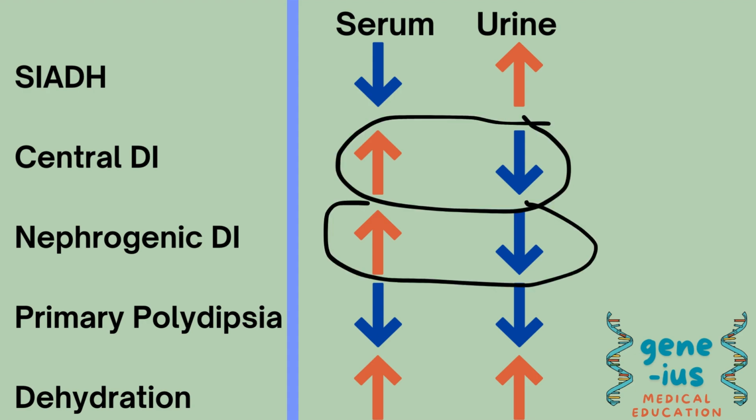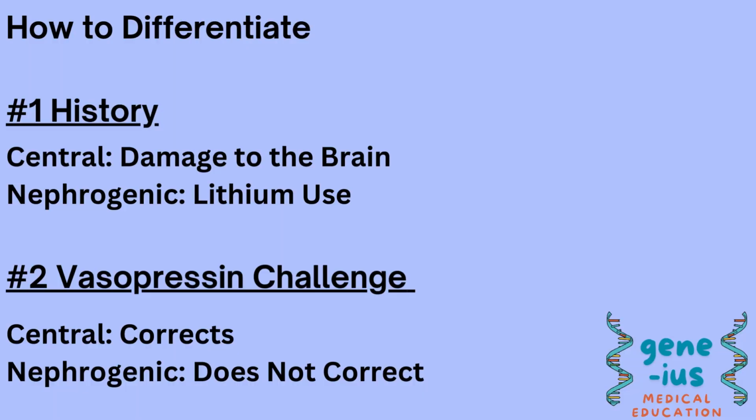You can use just these 2 values, serum and urine osmolarity, to differentiate all these conditions except for 2. You'll notice that they're the exact same for central DI and nephrogenic DI. So if you notice that you have an increase in serum osmolarity and a decrease in urine osmolarity, there's one final step that we need to do to figure out the right answer. There's 2 major ways that you can differentiate between the 2. The first is history. So look in the question stem to see if they give any hint to if this is central or nephrogenic DI. If it is central, they'll give some hint of brain damage.